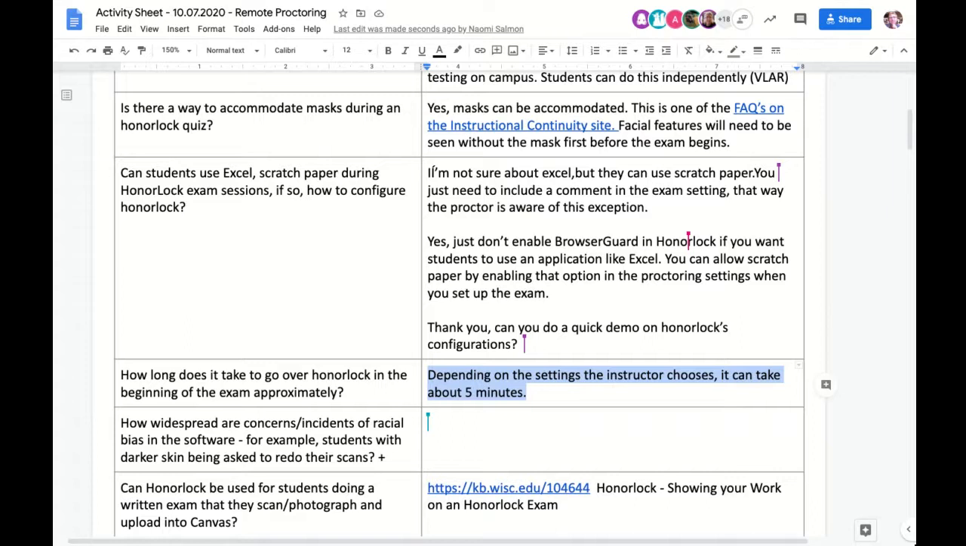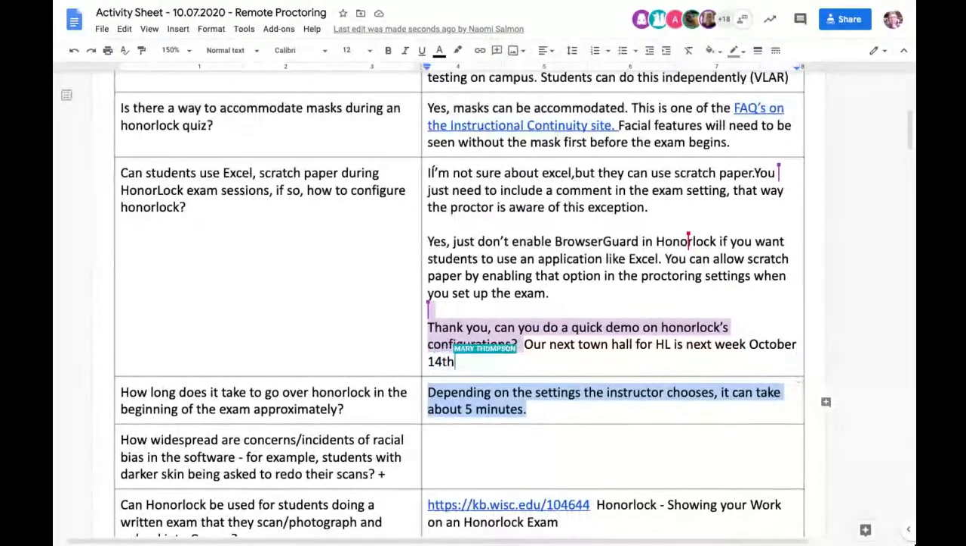Recognize also that some of your students, it may be the first class that they have to take an Honorlock exam. Other students might really be very familiar with it already, and so they'll sail through it. That introduces issues of equity, right? So keep it in mind.